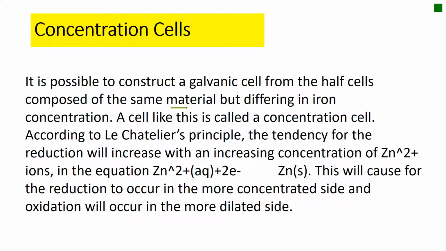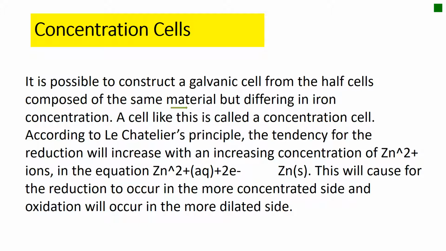So, concentration cells. Concentration cells are pretty important in this too. So with a concentration cell, it is possible to construct a galvanic cell from half cells composed of the same material but different in ion concentration. So basically, this is the definition of a concentration cell.